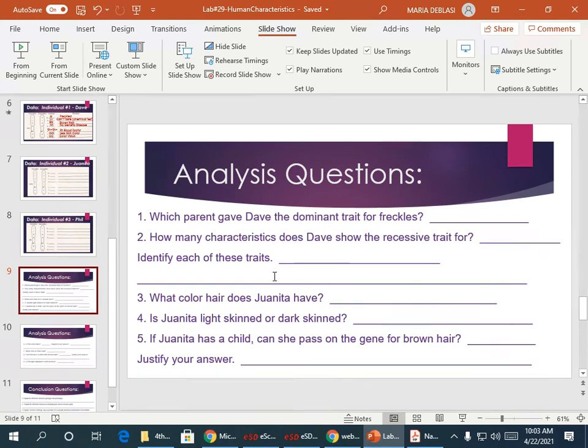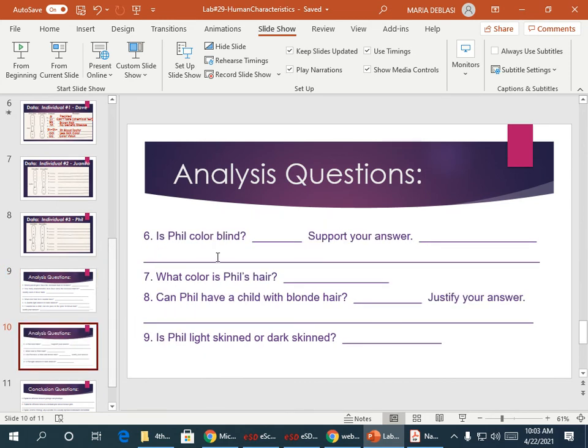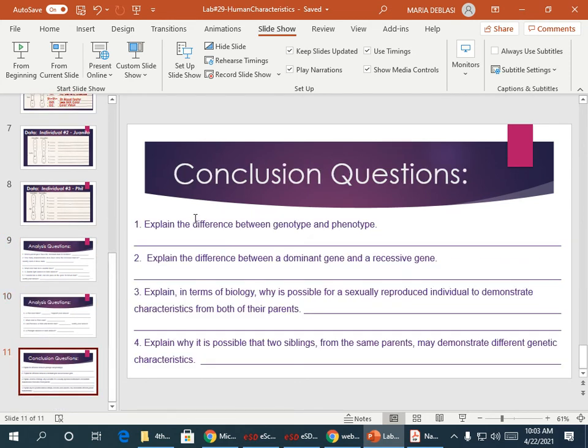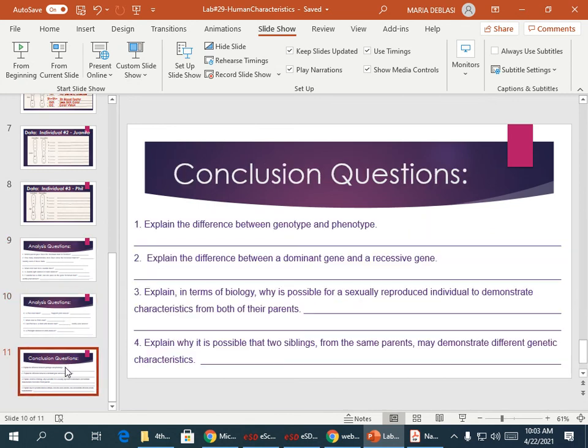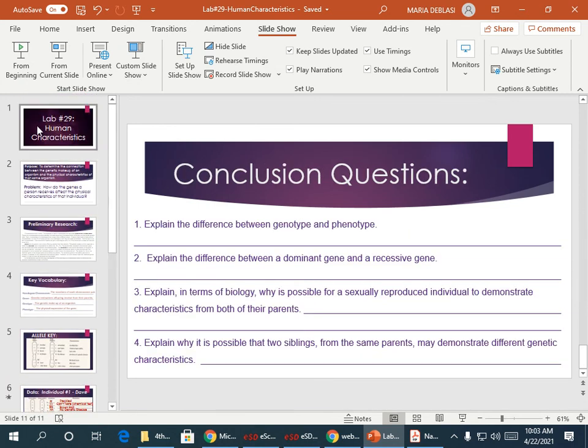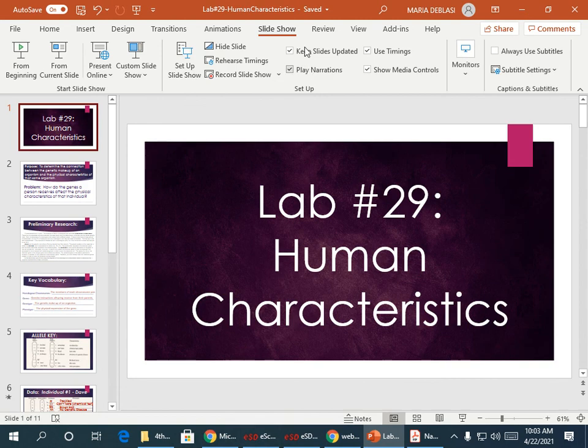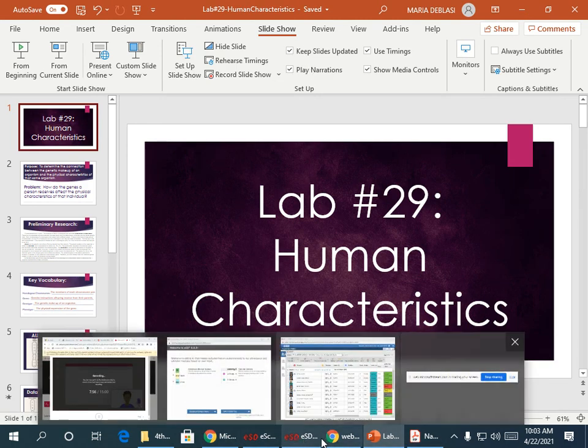What color hair does Juanita have? This question is about Juanita. And then there'll be questions here about Phil. Finally, there'll be some conclusion questions: the difference between genotype and phenotype, the difference between a dominant and recessive trait, how do you get characteristics from both parents, and talking about siblings. So that's it. You're going to go ahead and complete the table for Juanita and Phil and answer the analysis questions and the conclusion questions. And that is it. We conclude lab number 29. Until next time, we'll see you at the next lab video.